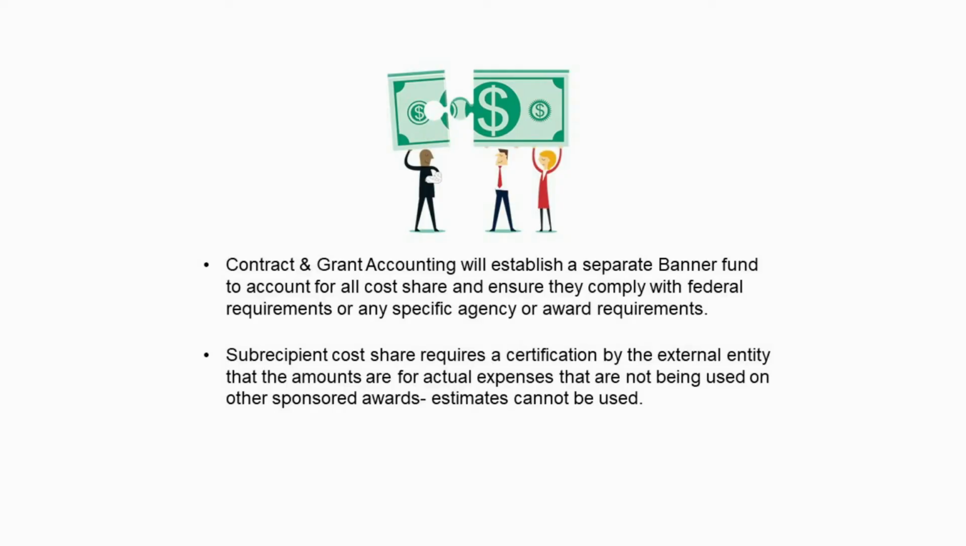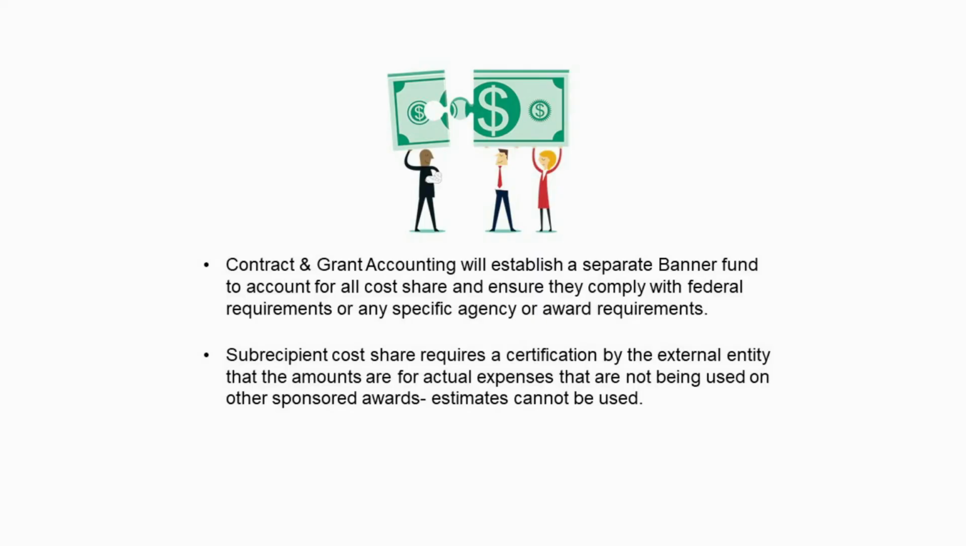Okay, so what happens after an award is granted to the university? If the sponsor requires cost sharing, contract and grant accounting will establish a separate banner fund during the award setup process to account for all cost share commitments and to ensure they comply with federal requirements and any specific agency or award requirements. Subrecipient cost share requires a certification by the external entity that the amounts are for actual expenses that are not being used on other sponsored awards.